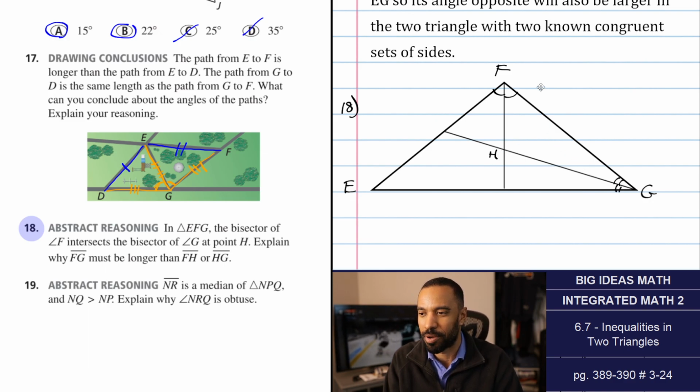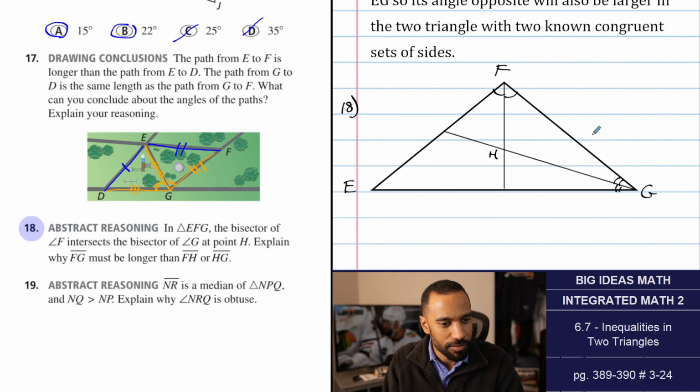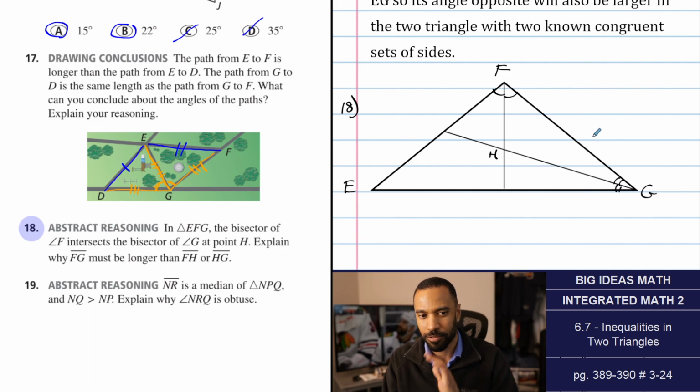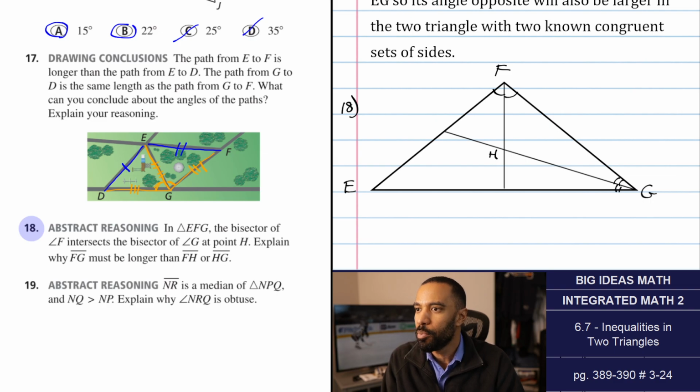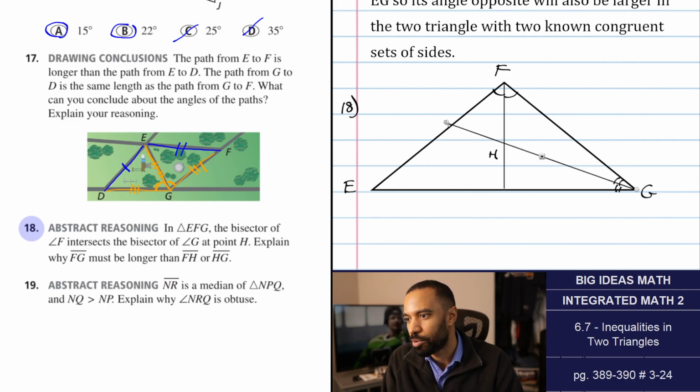Oh man, I thought we were going to talk about incenters. The bisector of angle F intersects the bisector of angle G at point H. Explain why FG must be longer than FH or HG. Maybe we do get to do an incenter thing. So I'm curious to do this. The only thing I want to talk about is how these lengths will be the same, right? If it was a good-looking bisector or incenter, I'm guessing it would probably go a little more up here to be a good incenter.